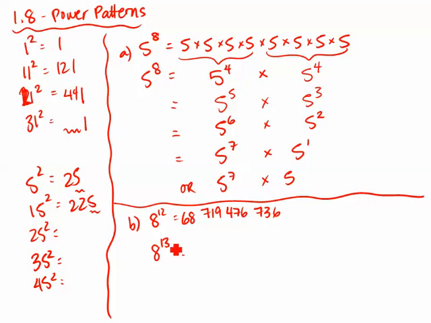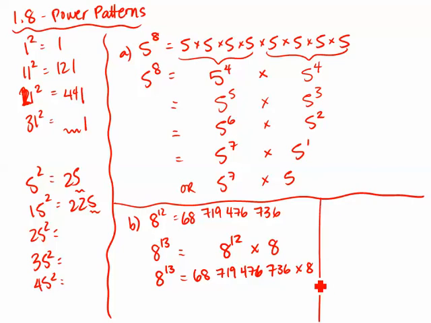A 13th 8 would mean that it is 8 to the 12th times another 8, just like what we looked at up here, that 8 to the 12th times another 8 gives 8 to the 13th. Well, calculation-wise, this is 68,719,476,736 times 8.